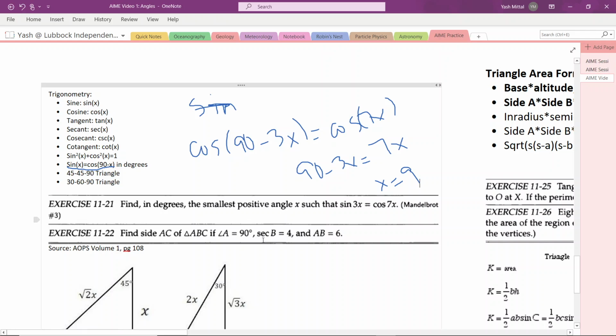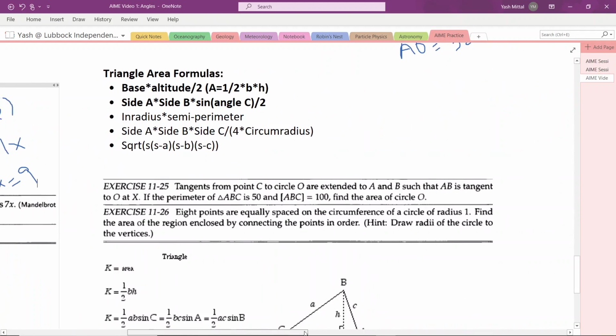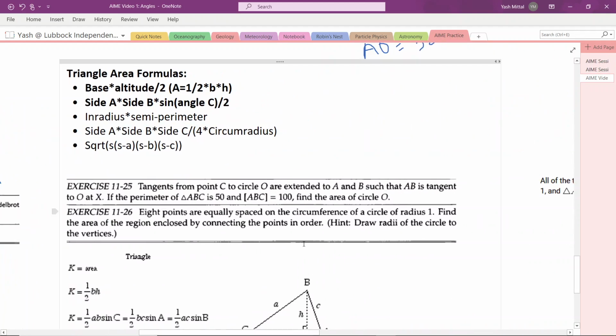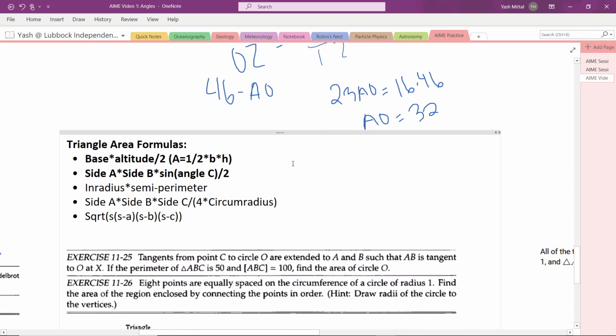And secant has its own, remember, it's 1 over the sine of x. It's 1 over that opposite over hypotenuse. So secant is equal to hypotenuse over the opposite side of angle B, which is going to help you a lot to solve it. Now, the final topic I'll be going over will be triangle area formulas.